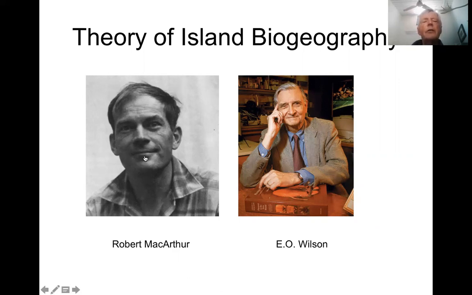This is a theory that was developed by Robert MacArthur at Princeton and Ed Wilson at Harvard. They published this as a Princeton monograph called The Equilibrium Theory of Island Biogeography. It was published back in 1972, somewhere around in there, I think.